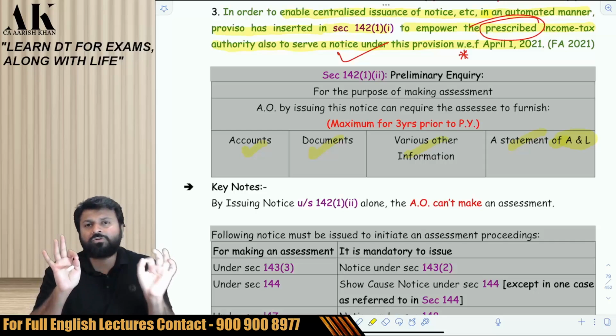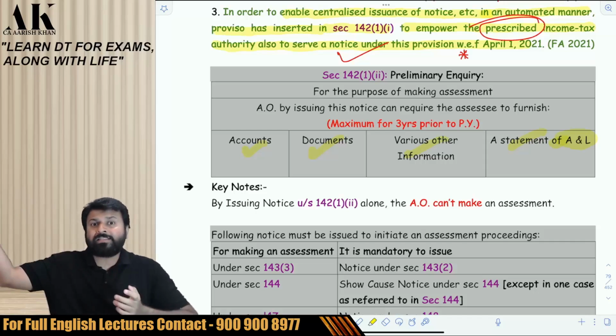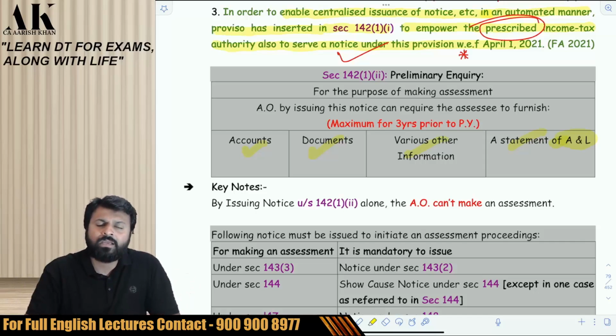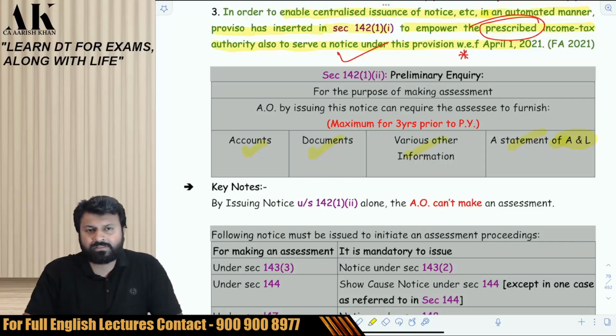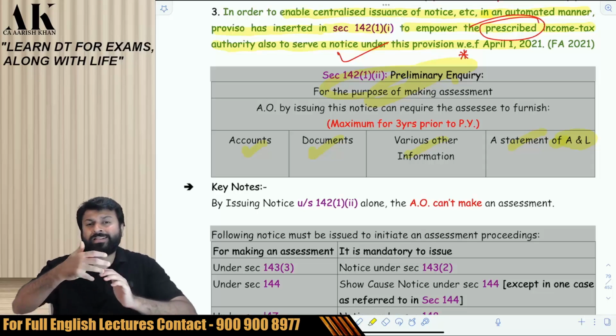And if the AO wants to ask for information older than 3 years, he cannot ask for that. Here, the information only up to the last 3 years can be asked by the assessing officer. He cannot ask you for information older than 3 years from the assessee. Plus, this is just an inquiry to check the genuineness of the assessee. Whether this assessee is genuine or not, whether this assessee is showing proper income or not, whether he's keeping proper accounts or not, whether he's disclosing proper assets or not. This is just done to ensure that particularly.